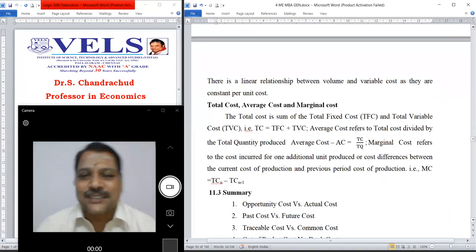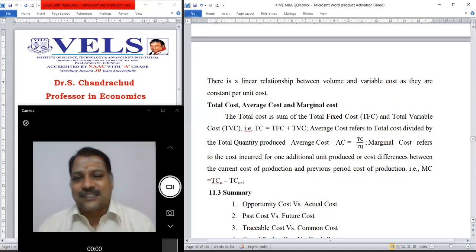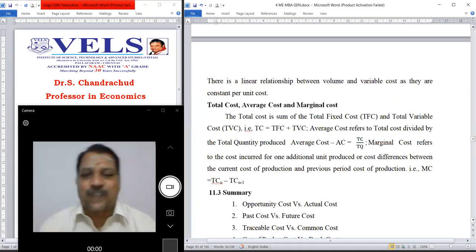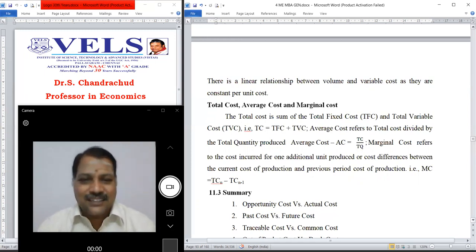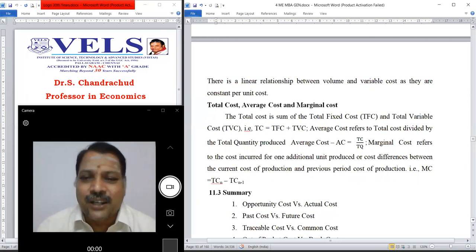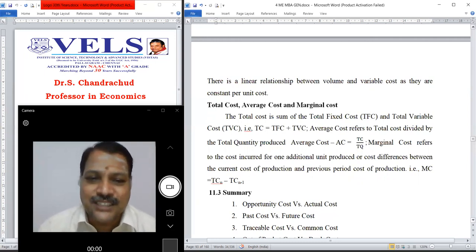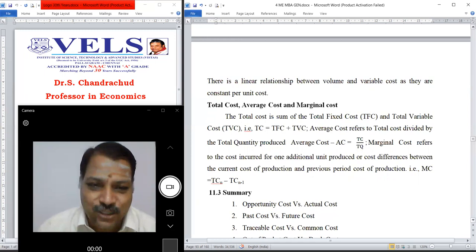The last one is comparing the total cost, average cost, and marginal cost. The total cost is the sum of total fixed cost plus total variable cost. TC equals TFC plus TVC. Then what is average cost? It refers to the total cost divided by total quantity produced. AC equals TC by TQ. Here TC is the total cost, TQ is the total quantity produced.